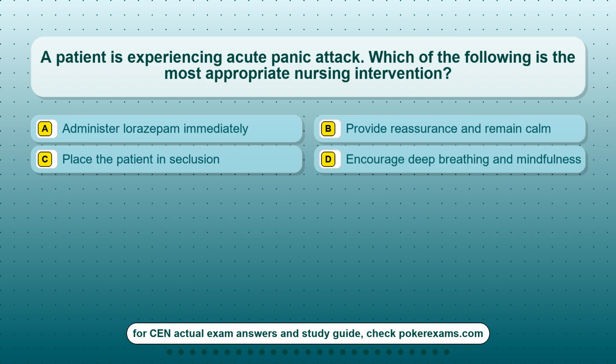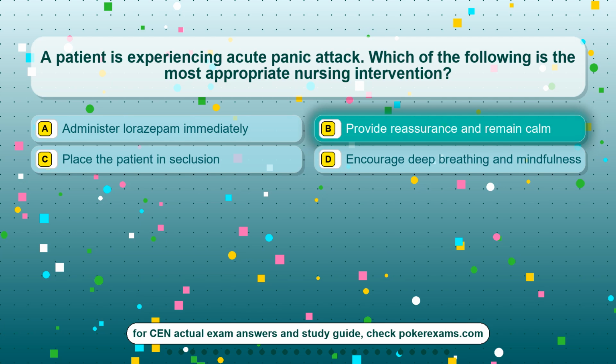Question 8. A patient is experiencing an acute panic attack. Which of the following is the most appropriate nursing intervention? Option A, administer lorazepam immediately. Option B, provide reassurance and remain calm. Option C, place the patient in seclusion. Option D, encourage deep breathing and mindfulness.